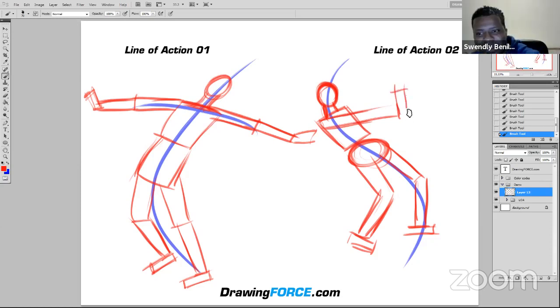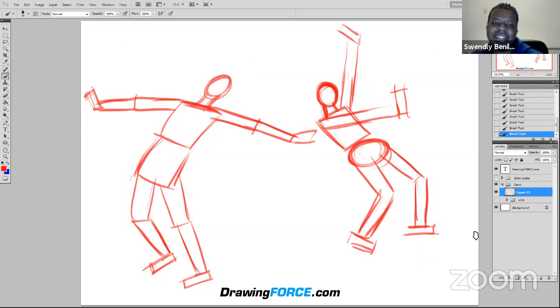And maybe the arm is doing something like this. And then you have the other arm up here. Okay, so then we take away the line of action and look at this. I started with a line of action. It's nice and cute, but without an understanding of how to draw a functional body, this is what you end up with.